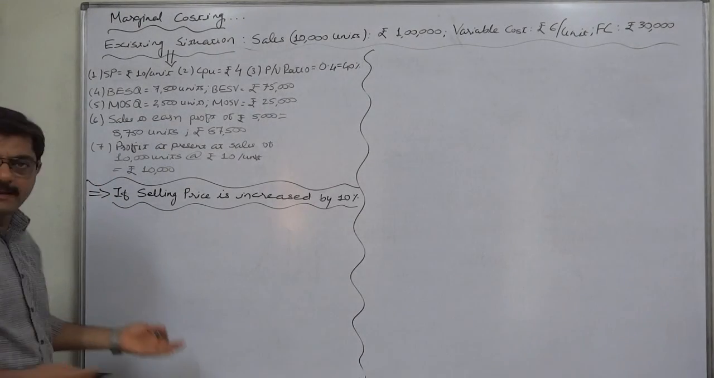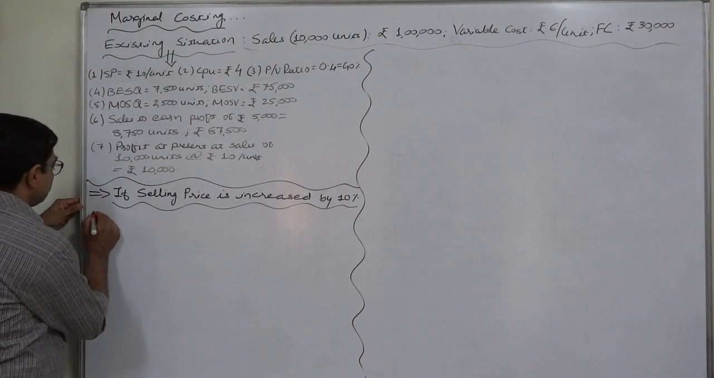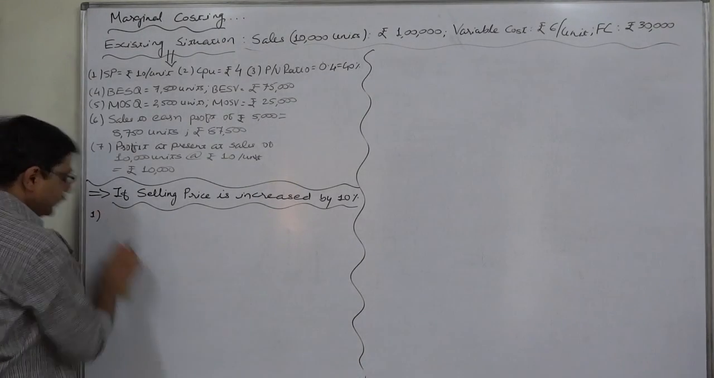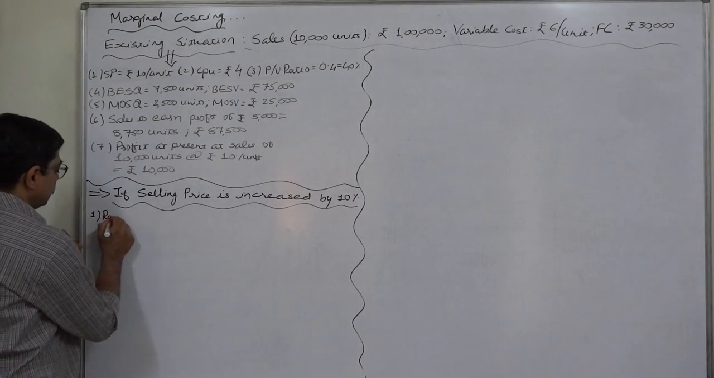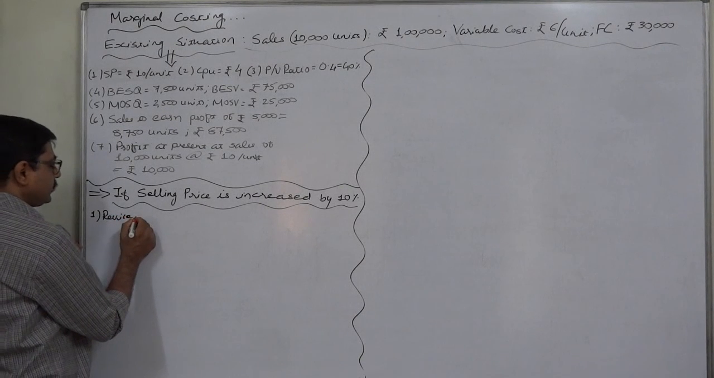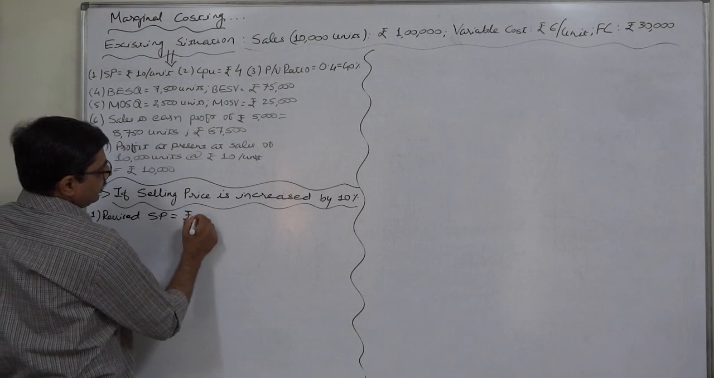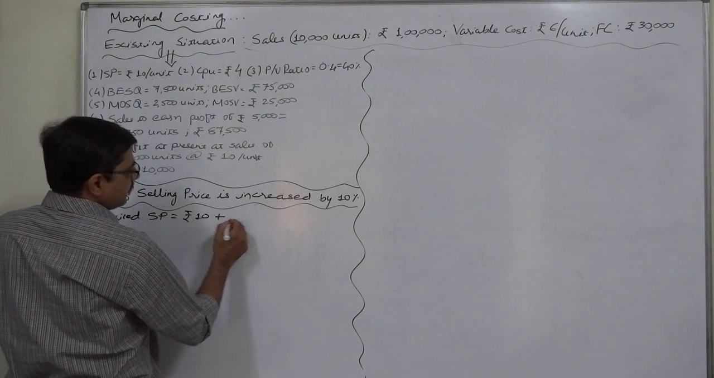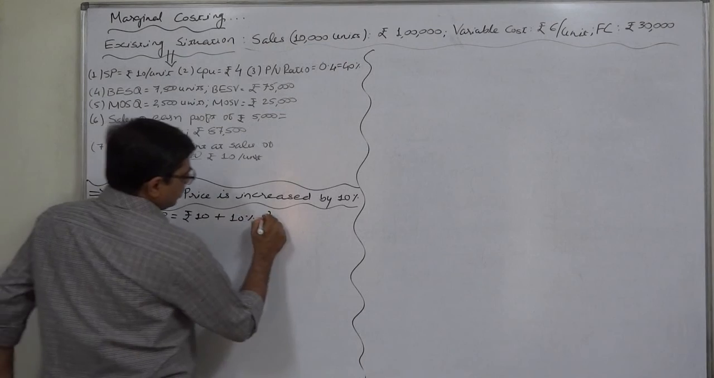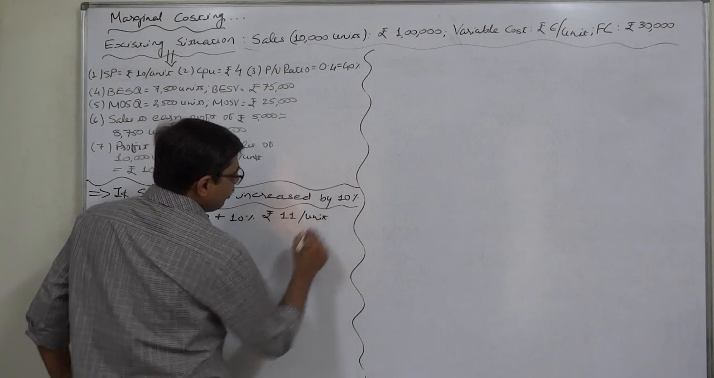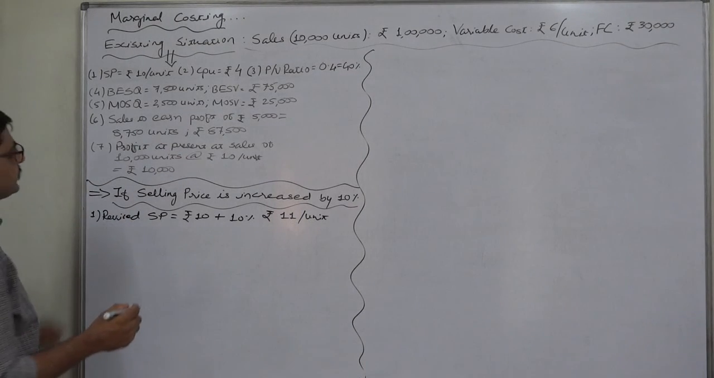First of all, the selling price itself will change. We should use the word revised selling price, because everything we are going to calculate will now be revised. Existing is 10 rupees, and an increase means plus 10%. That means the new or revised selling price will be rupees 11 per unit against the 10 at present.